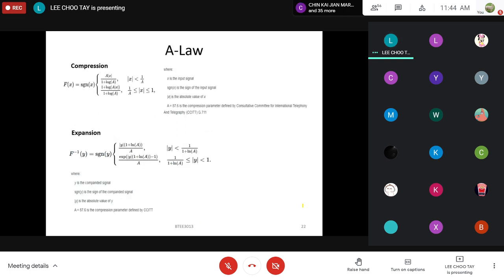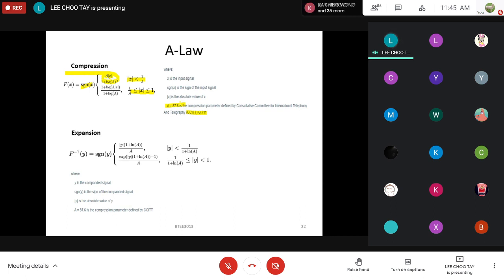And for A law, we use a slightly different equation. Again, the sign follows the sign of the input signal. You multiply the magnitude of your input signal by the factor A. You have to normalize such that the amplitude of X is less than 1 over A; this equation is for X less than 1 over A. But if the magnitude of X is between 1 over A and 1, then you use the second equation. In A law, if you follow the CCITT G.711 standard, the value for A is 87.6. That's for compression.